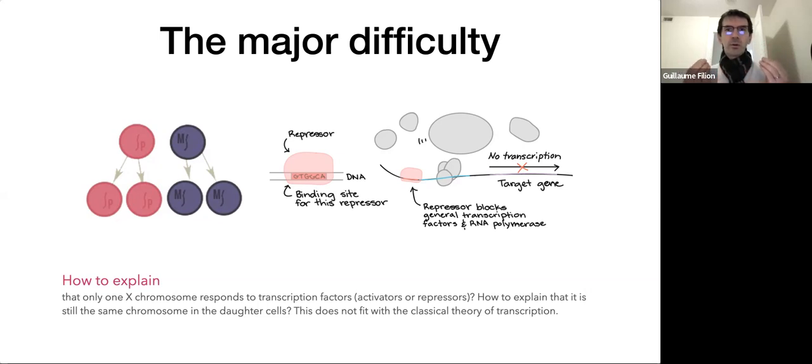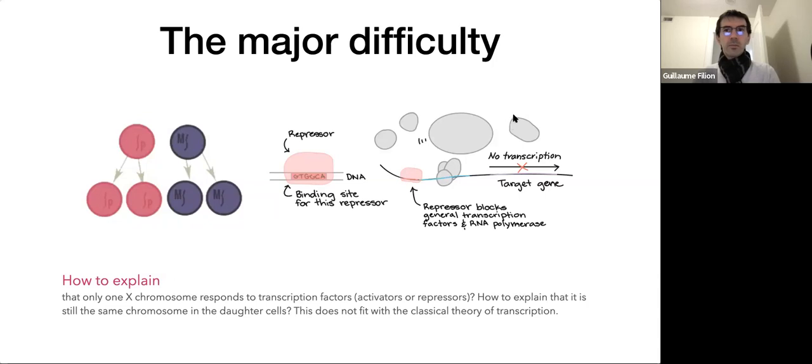If transcription really works by transcription factors, you really can't explain that a whole chromosome would just shut up while the other one would remain active. Whatever activates this one should activate the other one because they have the same sequence or almost the same sequence, especially if it can be random. So any repressor that binds like a transcription factor binding site, or any activator, should act on both chromosomes identically. There should not be a difference. So that is impossible to explain with a classical model of transcription. This does not fit with a classical theory of transcription.